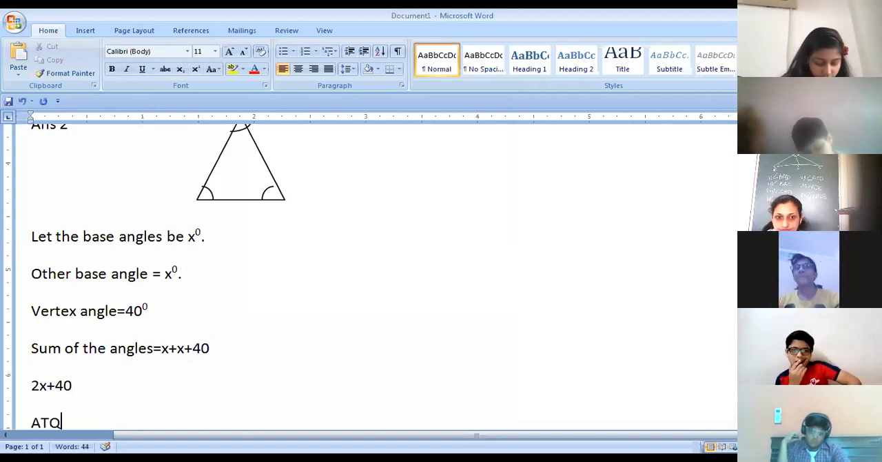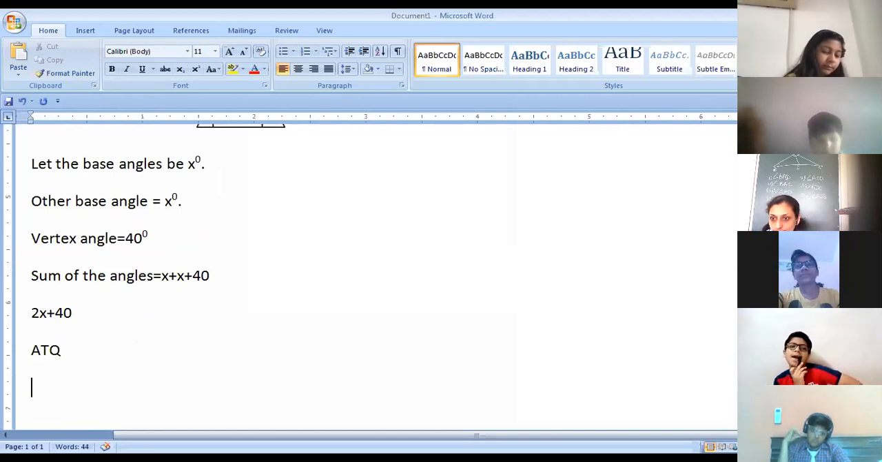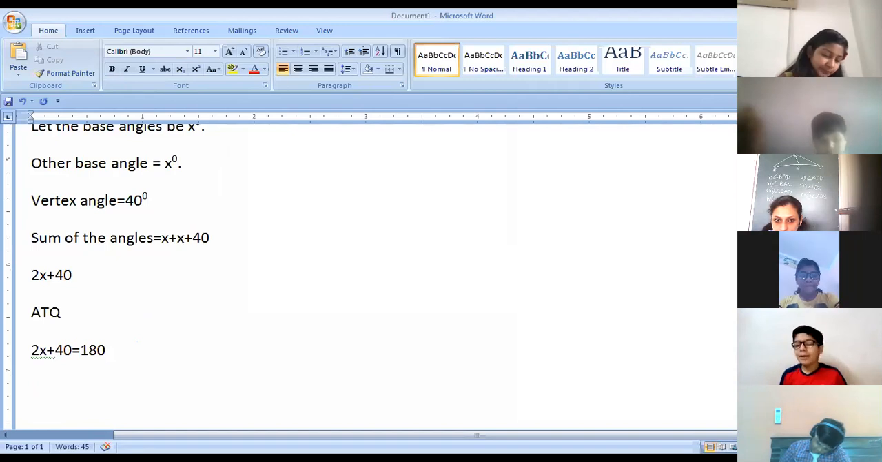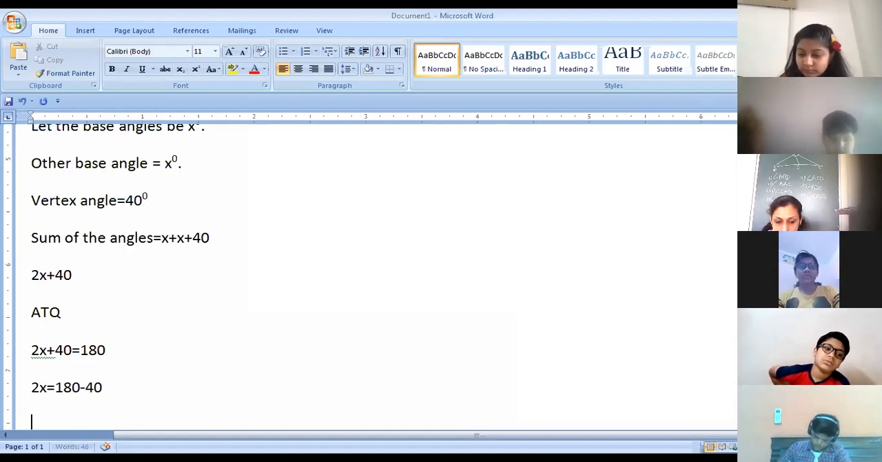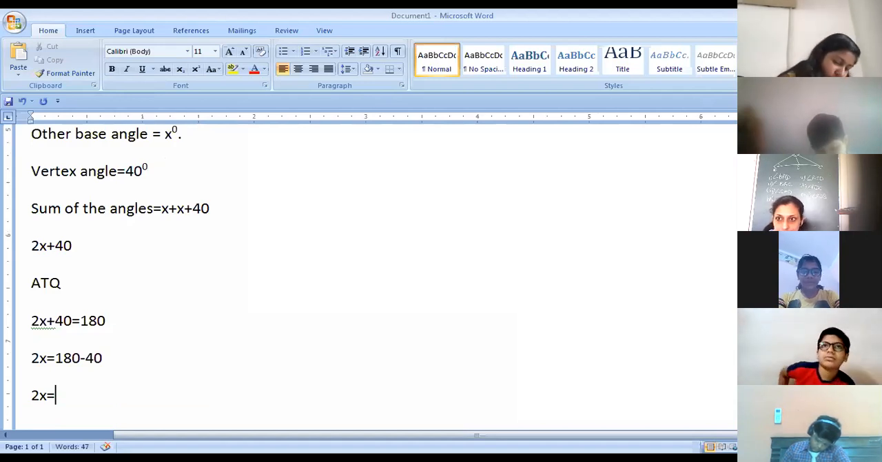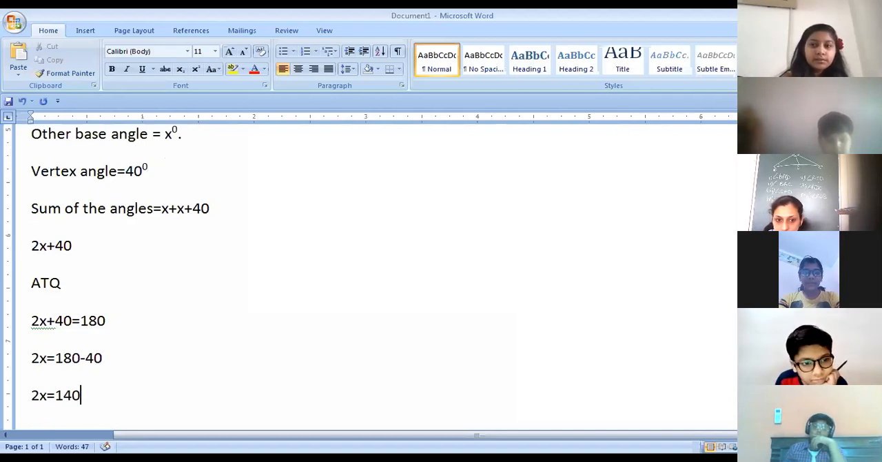As per the question, what will be the equation now? 2x plus 40 degrees is equal to 180 degrees. Then 2x is equal to 180 degrees minus 40 degrees. Very good. Then you subtract, and we get 2x is equal to 140 degrees.